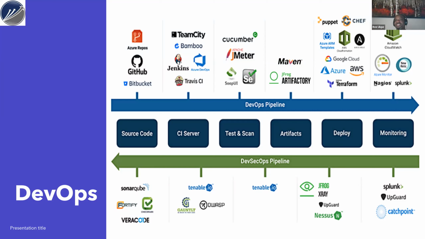Then you get into the CI server. CI is continuous integration server. You have tools that you can use like Travis CI. Meanwhile, for the source code, we're going to use GitHub. We're not going to use Bitbucket. We'll use GitHub and Git. And for the continuous integration server, we're going to use Jenkins. We're going to study Jenkins.